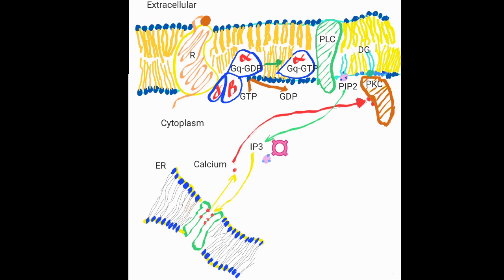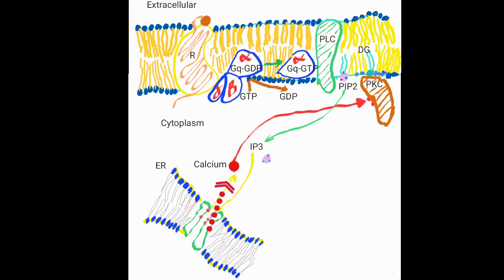Thus, the activation of phospholipase C by G alpha Q initially produces two second messengers that were absent prior to the activation of the enzyme. These second messengers are diacylglycerol and inositol trisphosphate. Inositol trisphosphate in the cytoplasm eventually makes its way to the endoplasmic reticulum, where it can bind to specific receptors and release stored calcium from the ER or the endoplasmic reticulum.